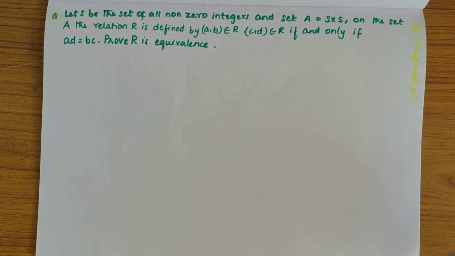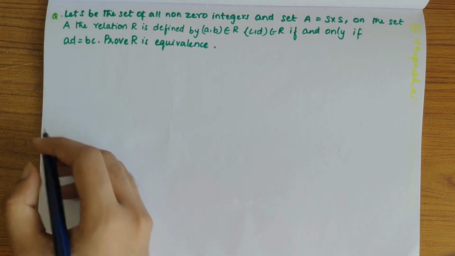In this video, we'll be looking into the given problem statement that says: let S be the set of all non-zero integers and set A is equal to S cross S. On the set A, the relation R is defined by (a, b) is related to (c, d), that is, (a, b) and (c, d) belong to relation R if and only if AD is equal to BC. So here we have to prove that relation R is an equivalence relation.